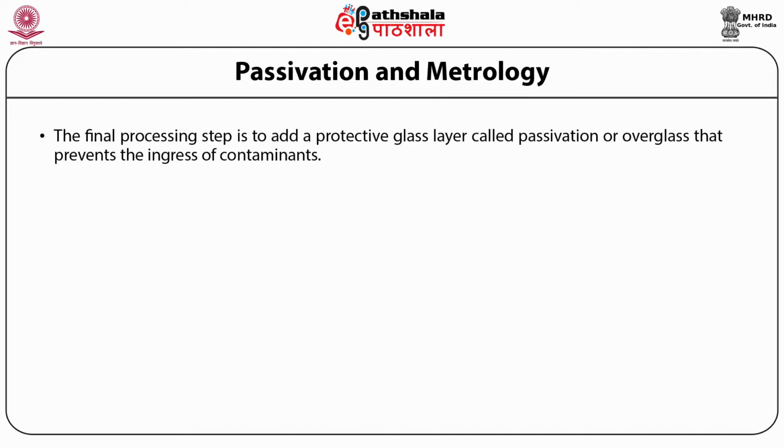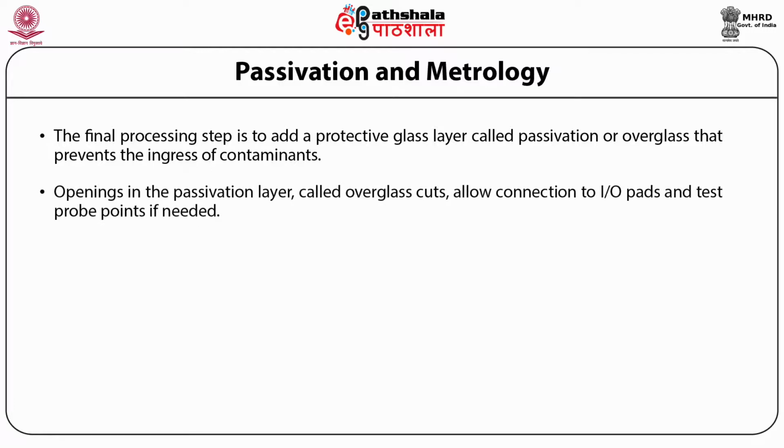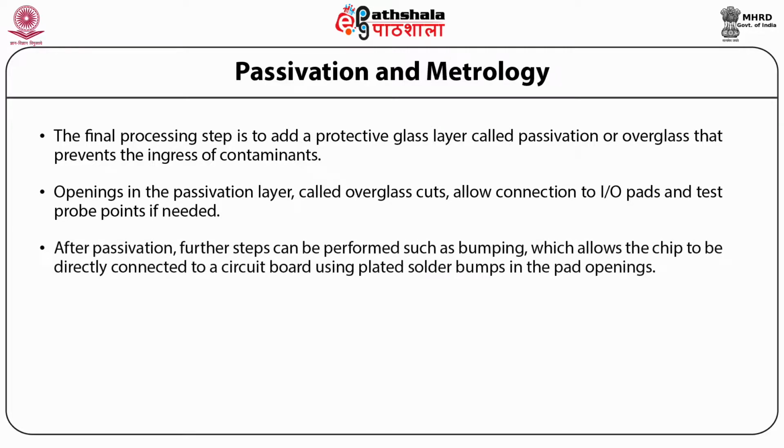Now the next process is passivation and metrology. The final processing step is to add a protective glass layer called passivation or overglass that prevents the ingress of contaminants. Openings in the passivation layer, called overglass cuts, also allow connection to I/O pads and test probe points if needed. After passivation, further steps can be performed such as bumping, which allows the chip to be directly connected to a circuit board using plated solder bumps in the pad openings.